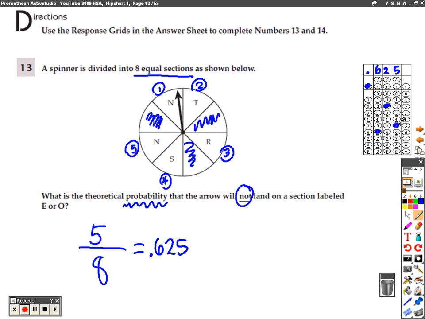The other way to grid that answer in would be, if we get rid of the bubbles that we had before, you can bubble this in as a fraction, but sometimes students have difficulty with this. But you would write 5, and then you have to include your fraction bar, and then an 8. So you would bubble 5, fraction bar, 8. But I strongly recommend that you change it to a decimal and bubble it as a decimal.